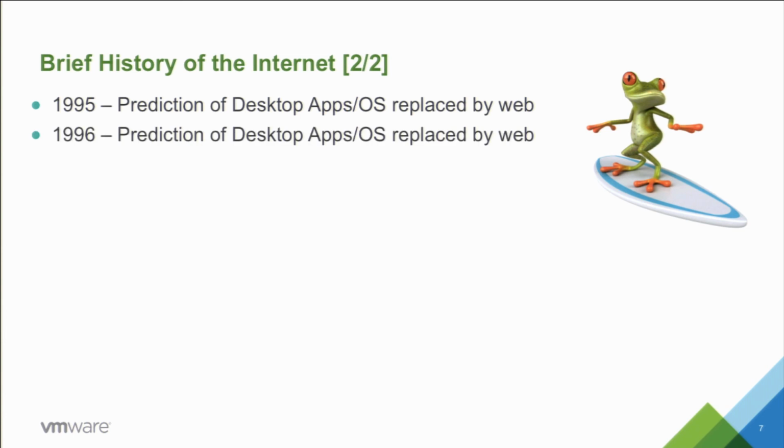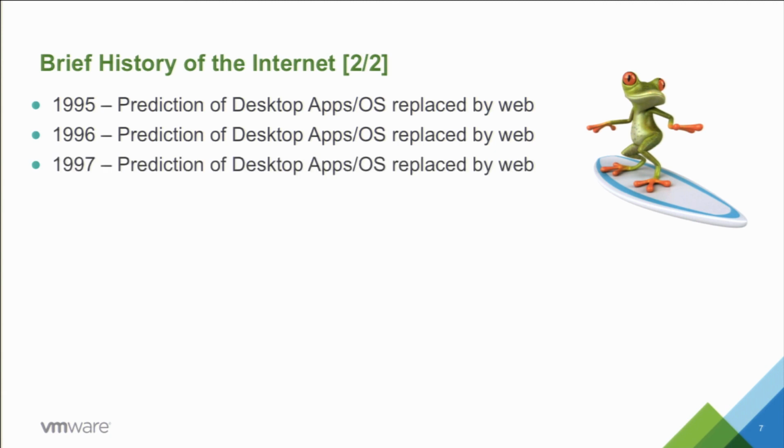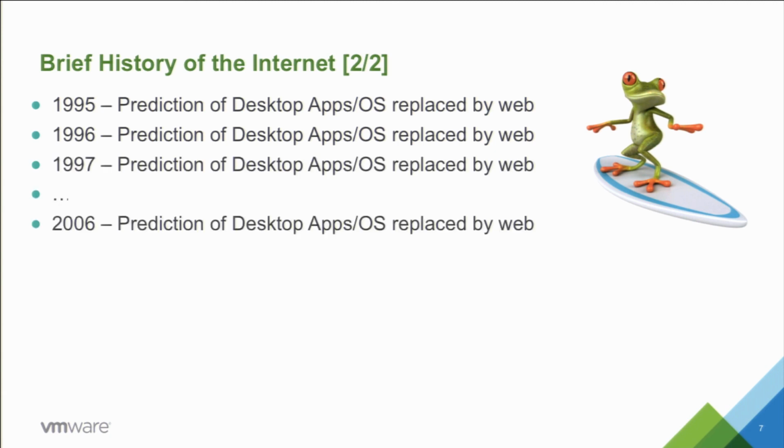1996, prediction of desktop apps being replaced by the web. Same thing in 1997. 2006, prediction of desktop apps and OS being replaced by the web. Still, in 2006, we're making the same claim that we were over 10 years ago, and yet it never quite happened. In 2007 was the rise of the smartphone.